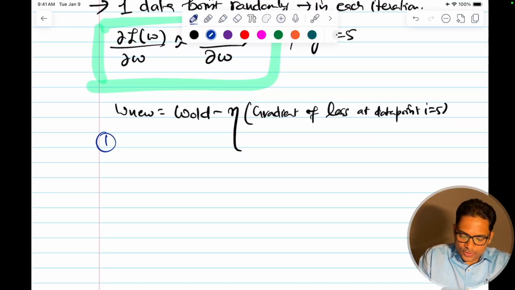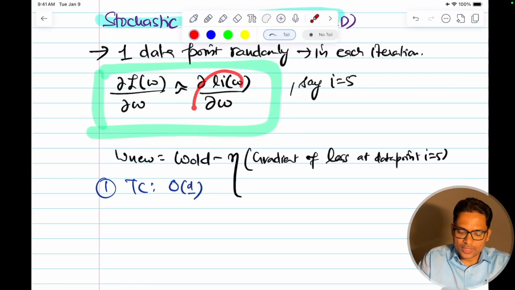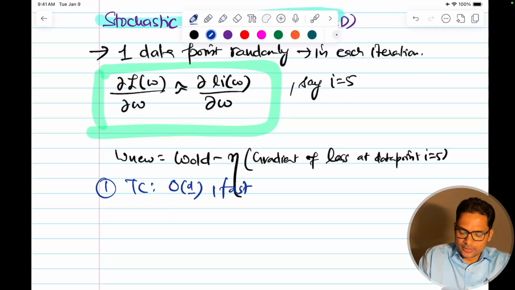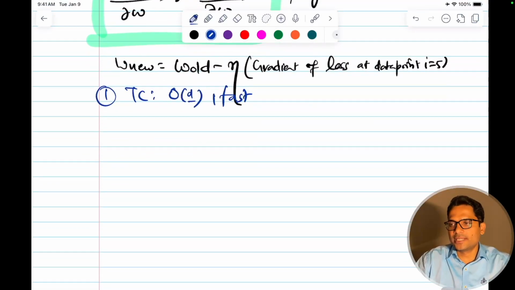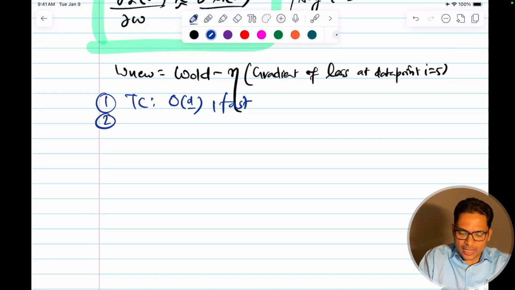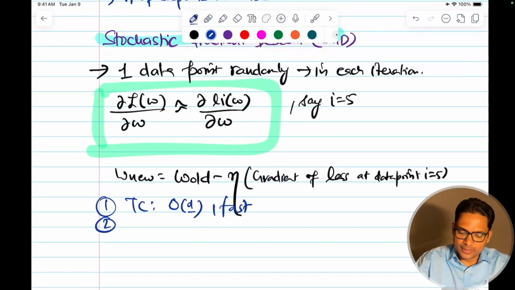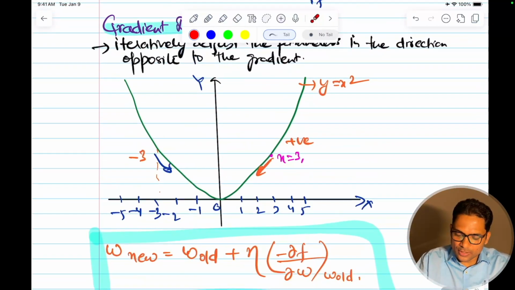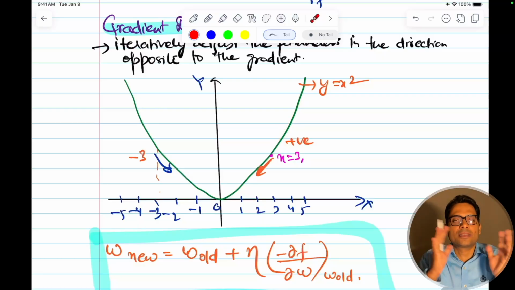This is what the time complexity will be. This will be order of 1 because I'm just taking one point randomly. So this will be very fast, no doubt about that. Faster than the complete batch which is taking all the points. But I'm randomly picking points and calculating the gradient, right? So I will not move smoothly down. In batch, I was getting the complete picture of the data.